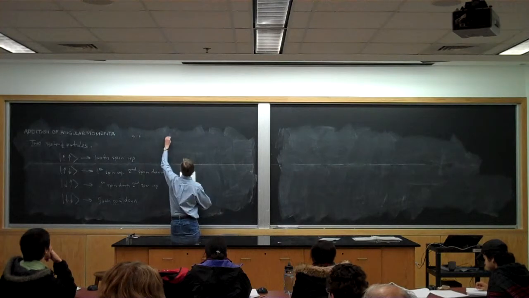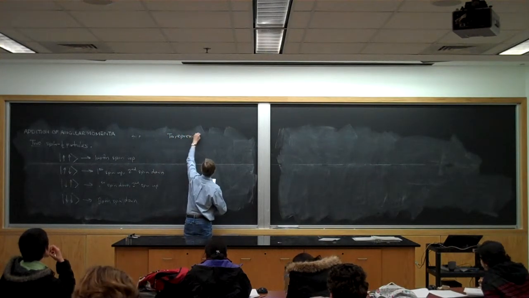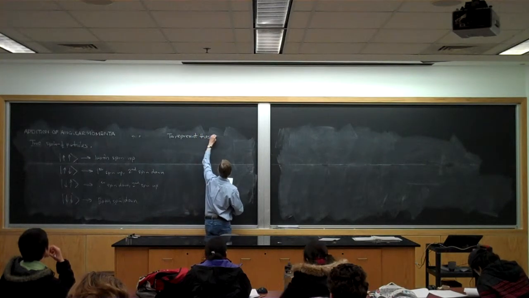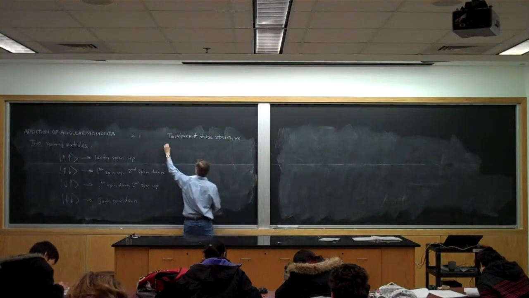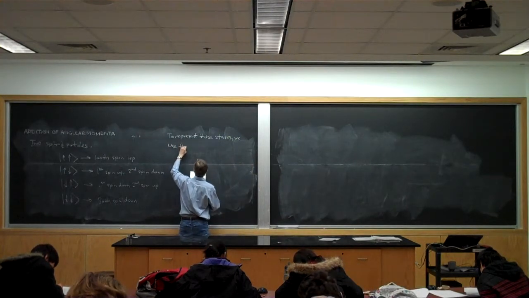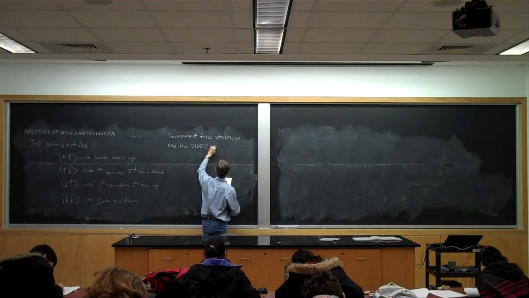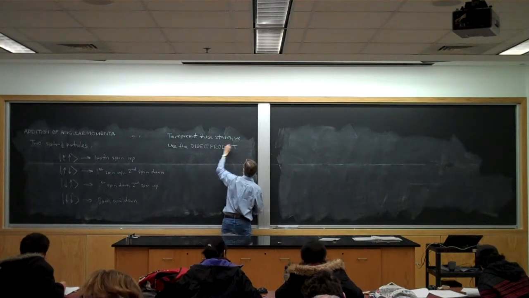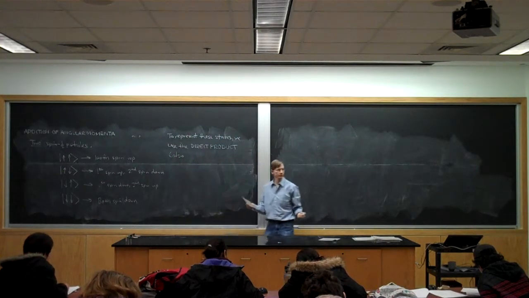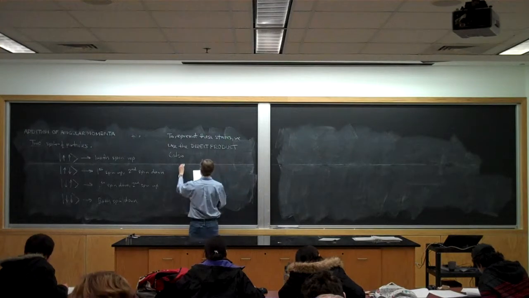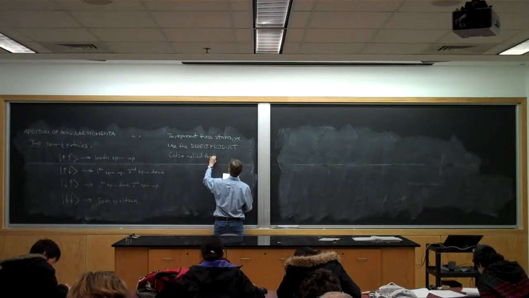So, to represent these states, we use the direct product. Also called the Kronecker product, and that's what Mathematica calls it, the Kronecker product. That Kronecker got around, as you can see.